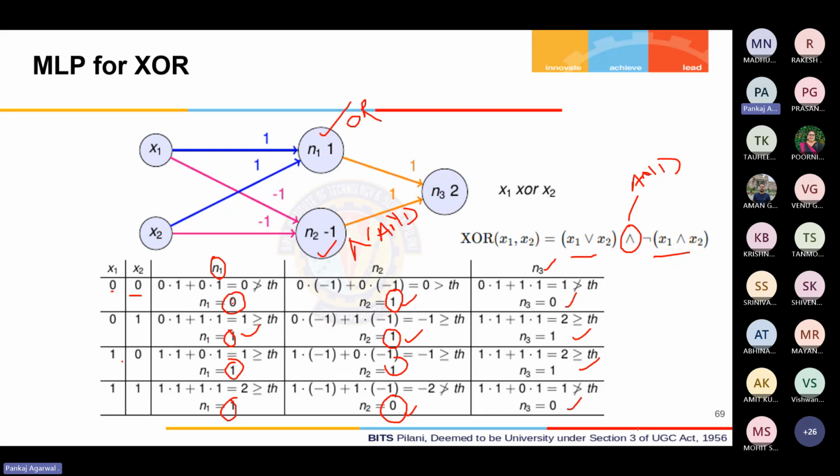Am I clear with that, on this particular function? Yes, sir. So what is it giving? It is giving me the desired XOR function, isn't it? When both the inputs were the same, I got 0. In the rest of the cases, I got 1. Am I clear about this?